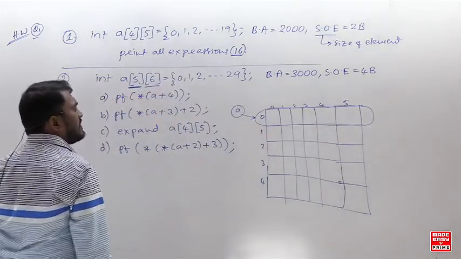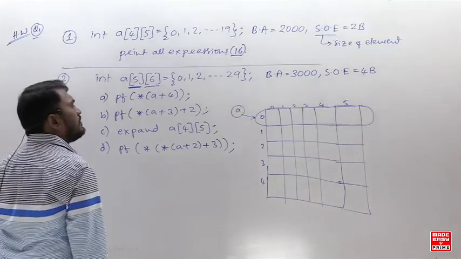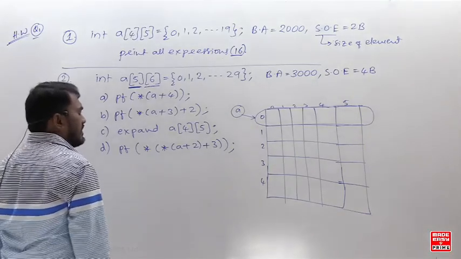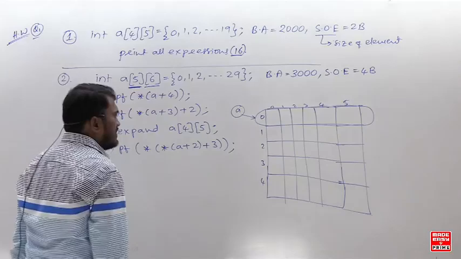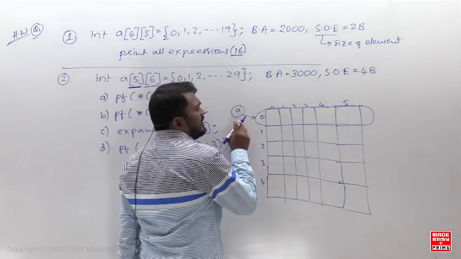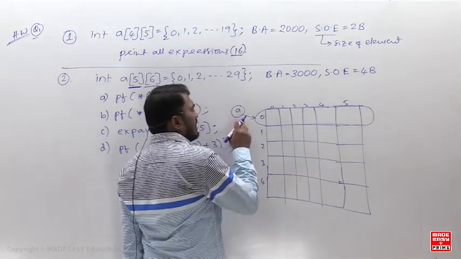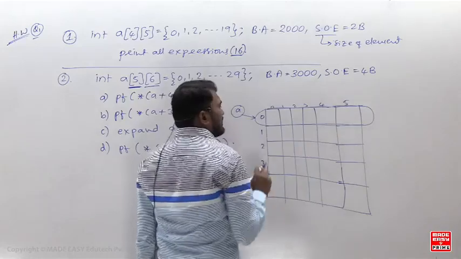Array name without subscript is pointing to what? The 0th one-dimensional array. Just don't confuse that. So it is pointing to the 0th one-dimensional array. Okay, look here. It's pointing to this.